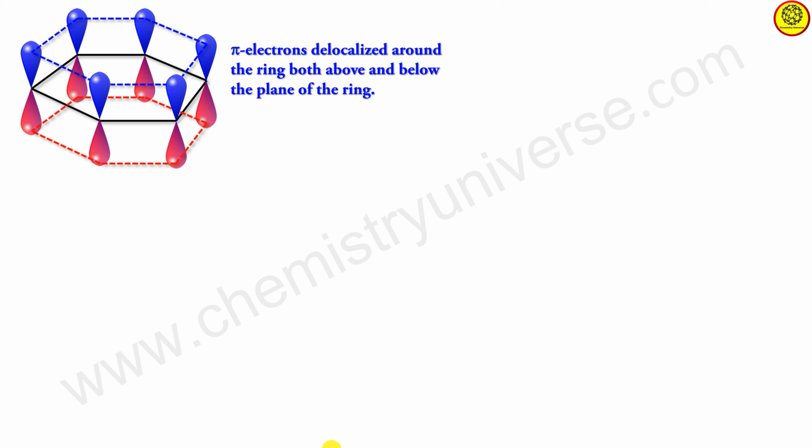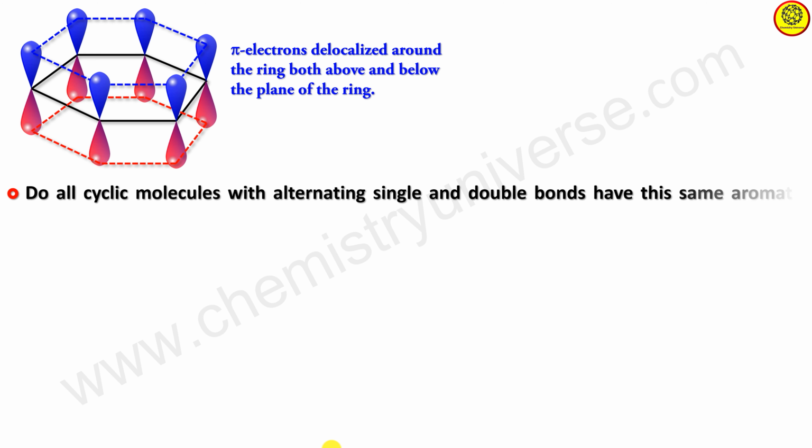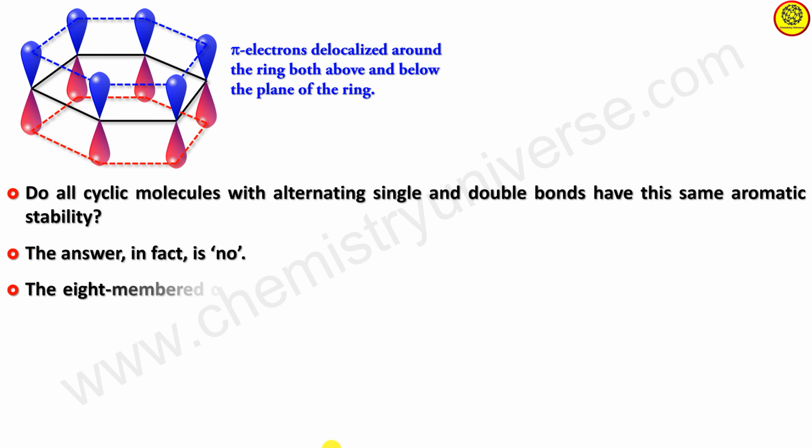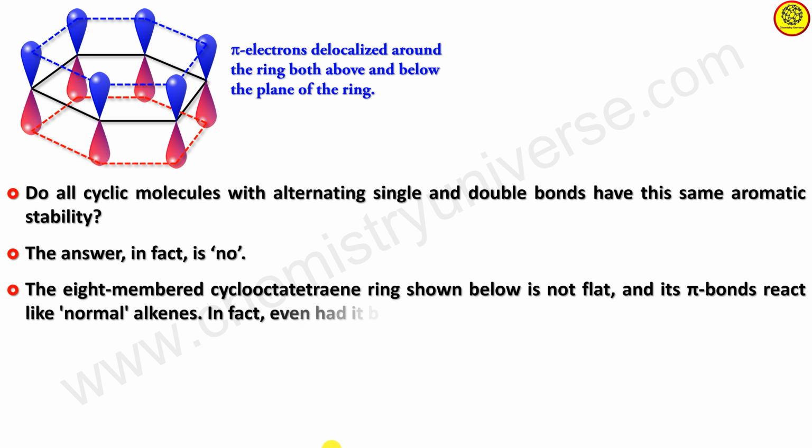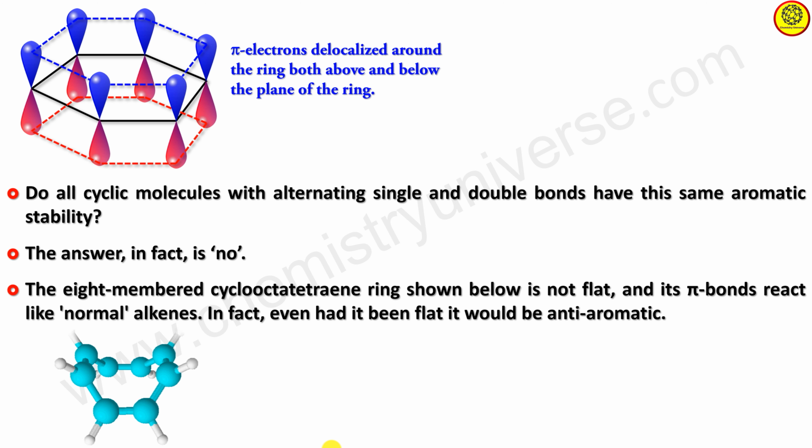Now, do all cyclic molecules with alternating single and double bonds have this aromatic stability? We've already discussed this in the previous video. The answer, in fact, is no. Because some are anti-aromatic, some are not even both. If you remember the 8-membered ring, cyclooctatetraene, the ring is not flat and its pi bonds react like normal alkenes. In fact, even had it been flat, it would have been anti-aromatic, which is the very reason why it went out of plane. It looks somewhat like this.